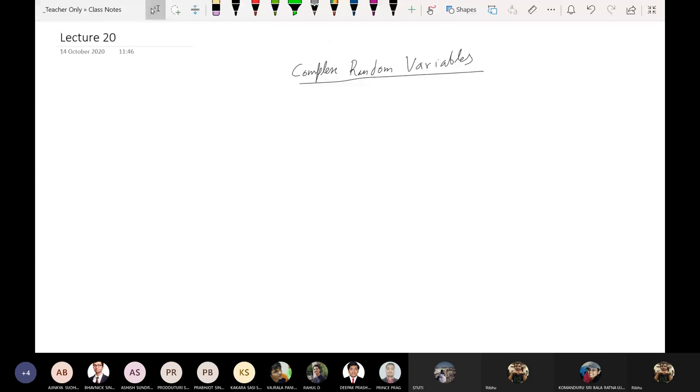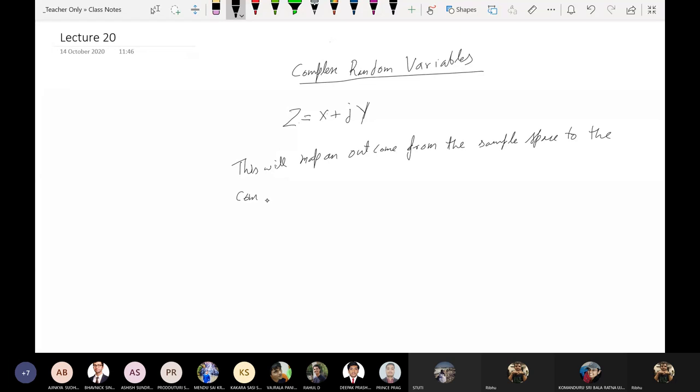Yesterday we were talking about complex random variables, and we had seen a random variable z equals x plus jy. So this will map an outcome from the sample space to the complex plane. Fine.